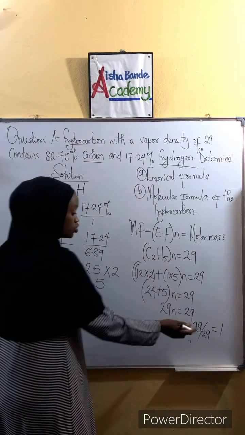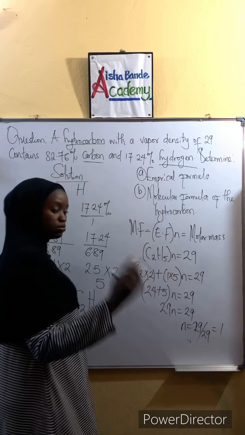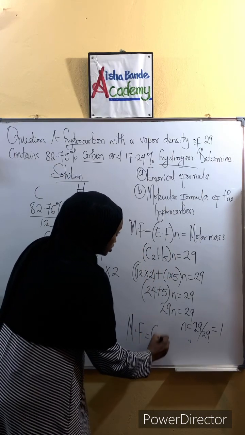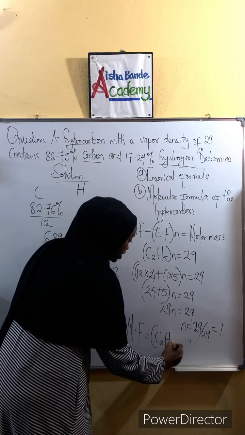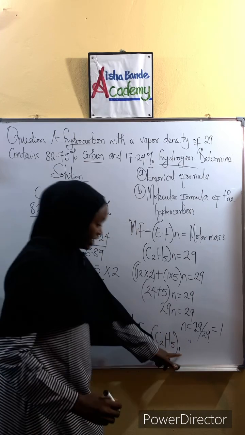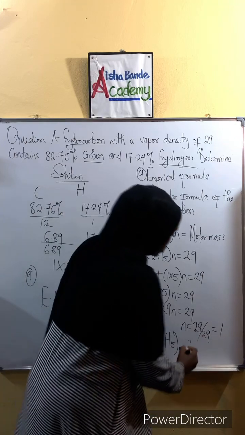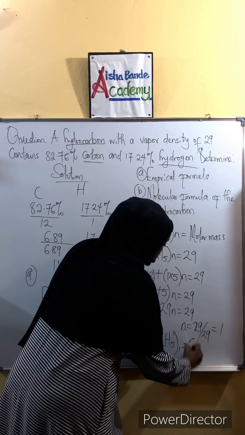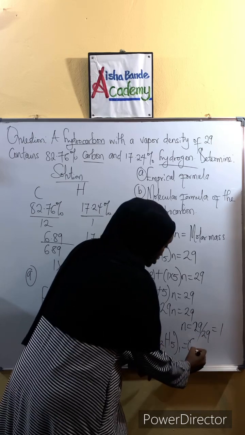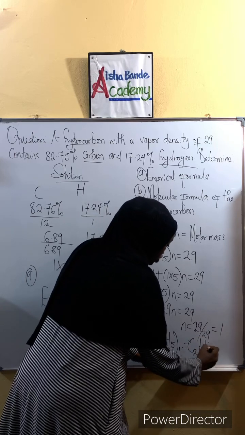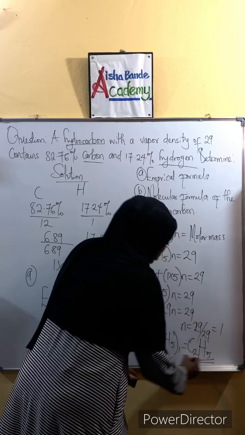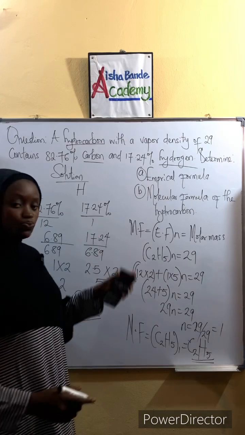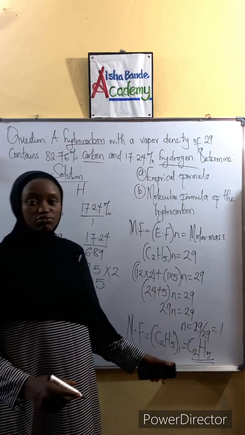So now we are going to substitute in the value of n to get our molecular formula. Our molecular formula now is going to be C2H5 all raised to n. The n here is the 1, which affects everything we have in the bracket. So C2 times 1 is still 2, and H5 times 1 is 5. So the molecular formula also is C2H5. So for this question, both the empirical formula and the molecular formula are C2H5.